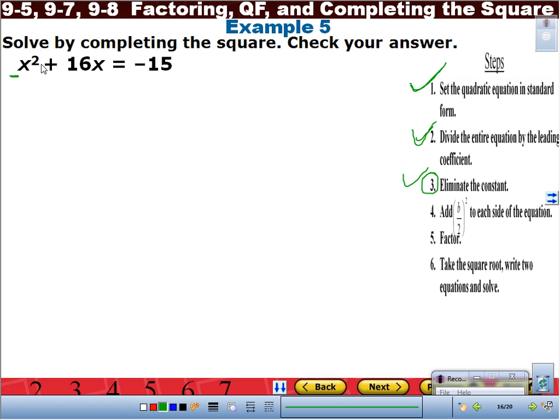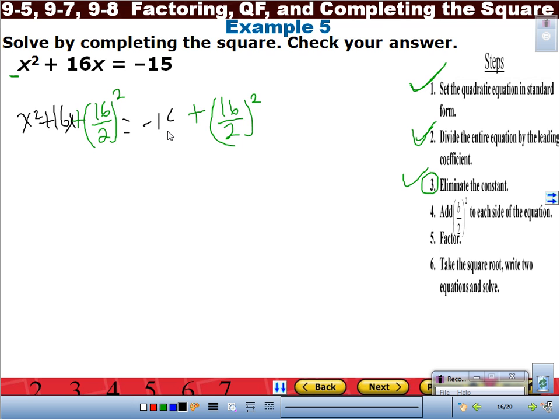Therefore, what is b? 16. So we're going to add b over 2, which is 16 over 2, and all that squared. And whatever we do to one side, we do to the other side. 16 over 2 squared. What's that? Yeah, we're doing it together. So we bring everything else down. We got x squared plus 16x equals negative 15, and then that.